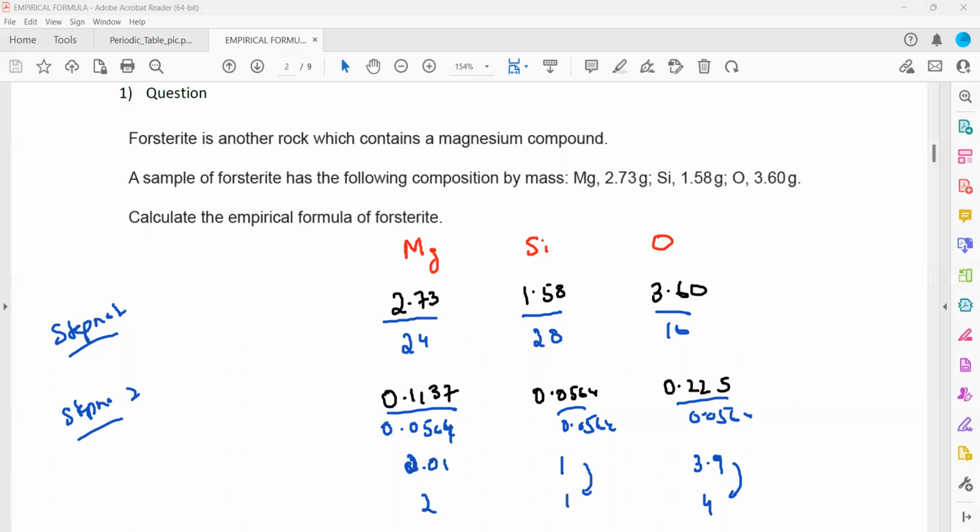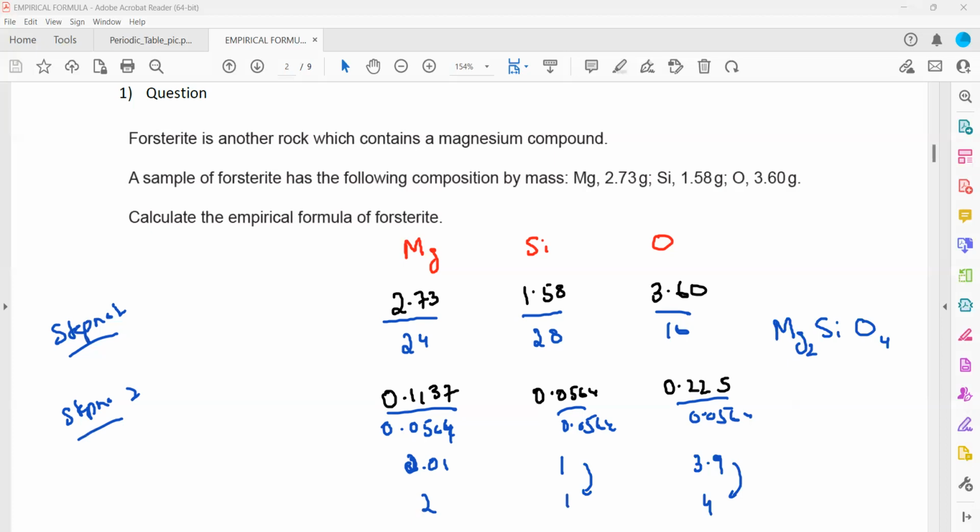So we now have an empirical formula. We have magnesium, which is 1. When it is 1, we don't write it because it's obvious. Magnesium is 2, silicon is 1, and oxygen is 4. So it is Mg2SiO4. Order does not make a difference.